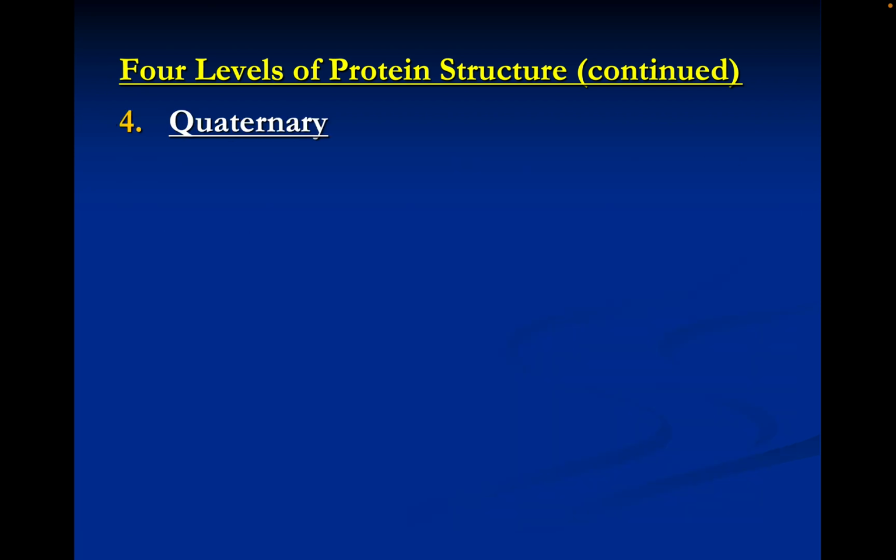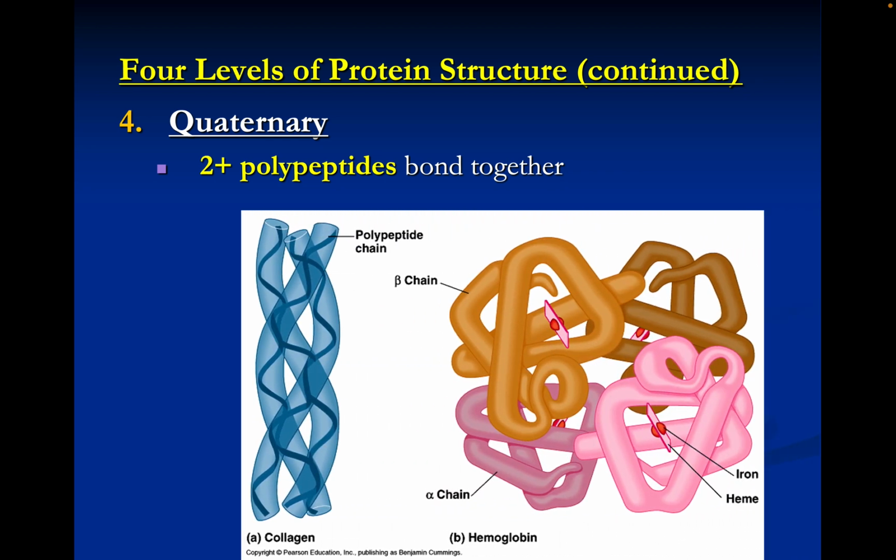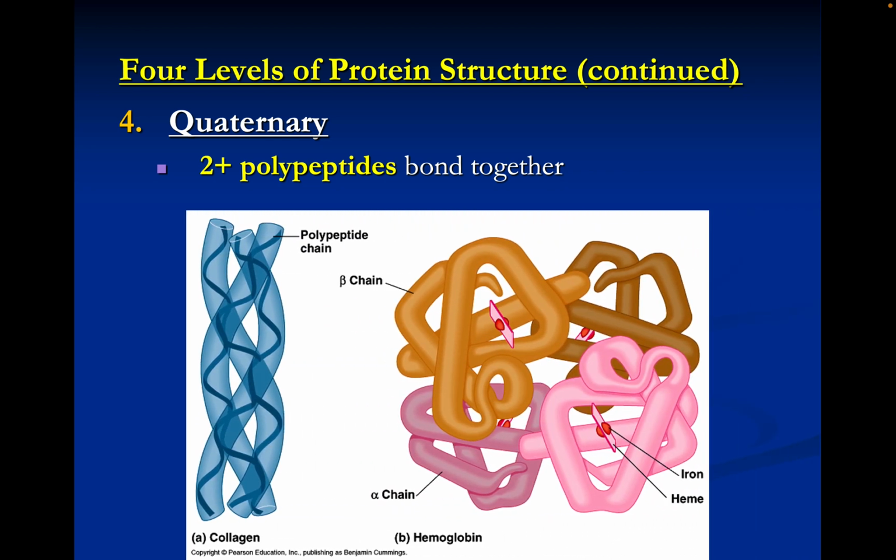All right, and lastly, quaternary structure is when 2 or more polypeptides bond together. So we can see in the example here, collagen is made up of 3 different polypeptides that are woven together. Or hemoglobin, here we've got 4 different polypeptides that are working together to create one functional hemoglobin molecule.